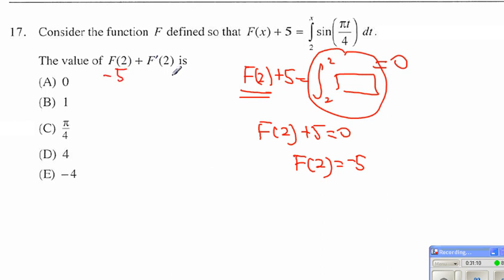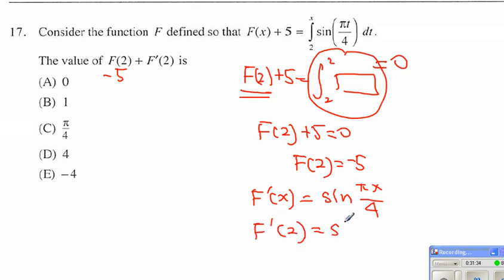-5. But what is f prime of 2? f prime of 2 is when we take the derivative of this, f prime of x. Now the plus 5 disappears, and when we take the derivative we get sine of pi x over 4. Now when you plug in 2, f prime of 2 becomes sine of pi times 2 over 4, which is simply pi over 2. Sine of pi over 2 is equal to 1. When you add them up, we get -4 to be our answer, choice E.